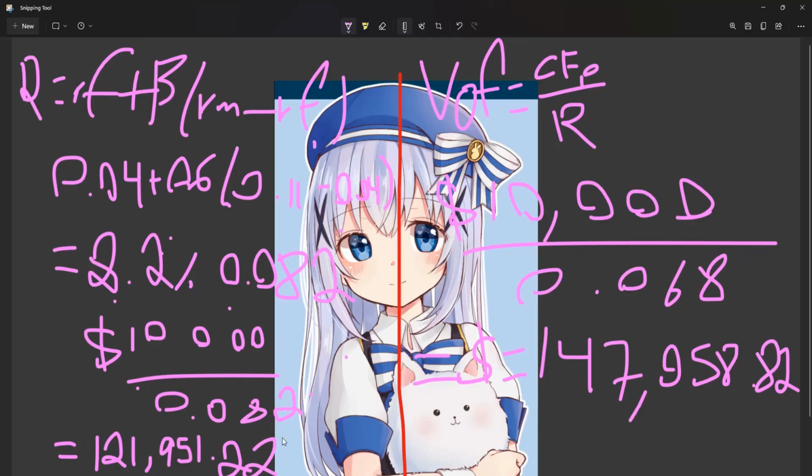Now to calculate the overvaluation, we just need to subtract these two numbers. So if we assume this is value of firm 1 and this is value of firm 2, VOF1 minus VOF2. Plug that into a calculator and we should get $25,170.60. That is by how much we overvalue the firm if the beta is actually 0.6.